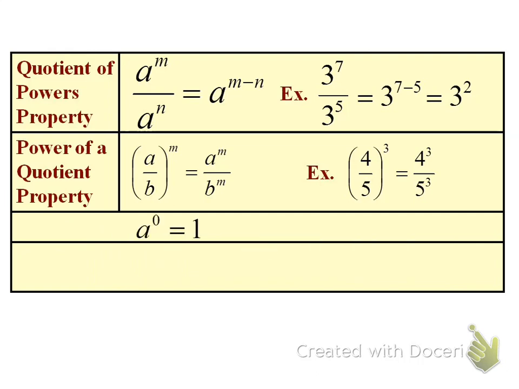Here's just some additional things you need to know about exponents. Anything to the 0 power equals the number 1. So 256 to the 0 power still equals the number 1. Anything to the 0 power is 1.